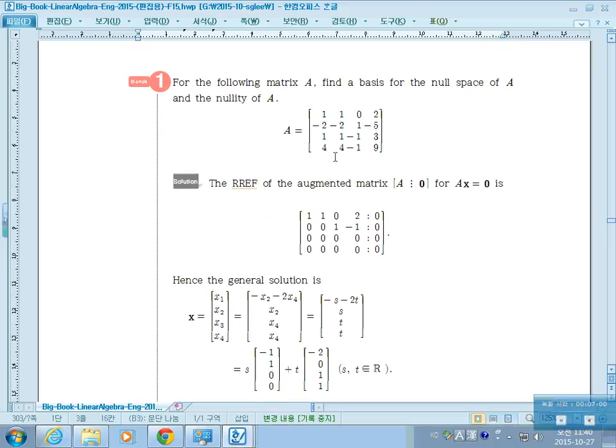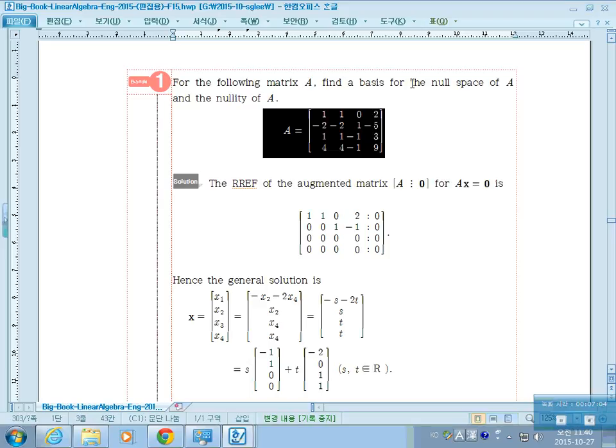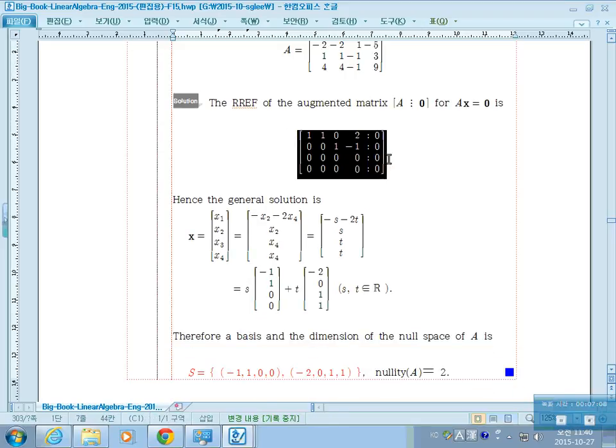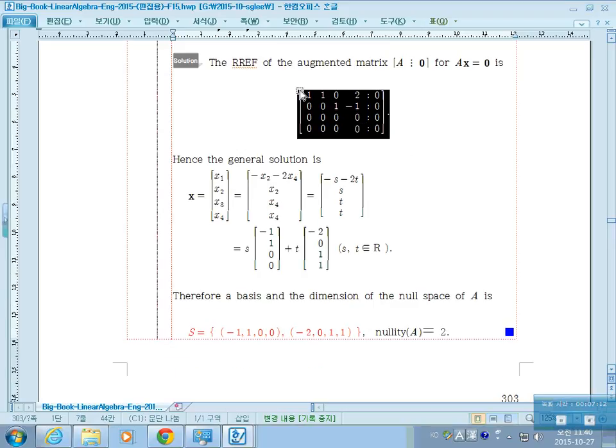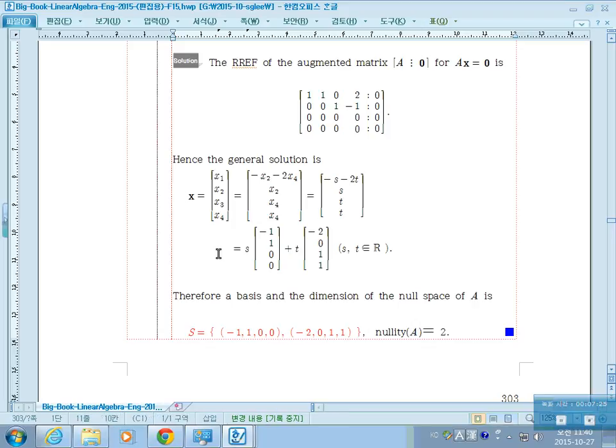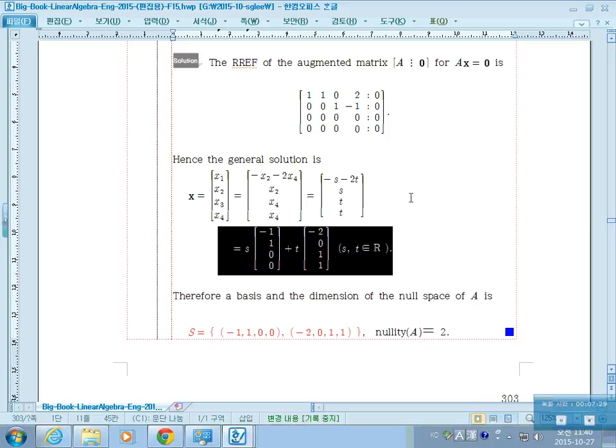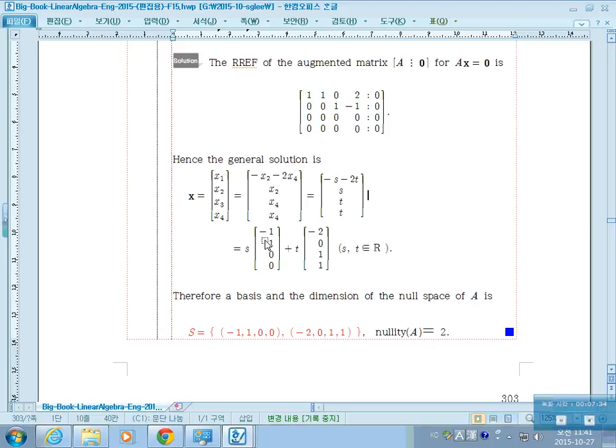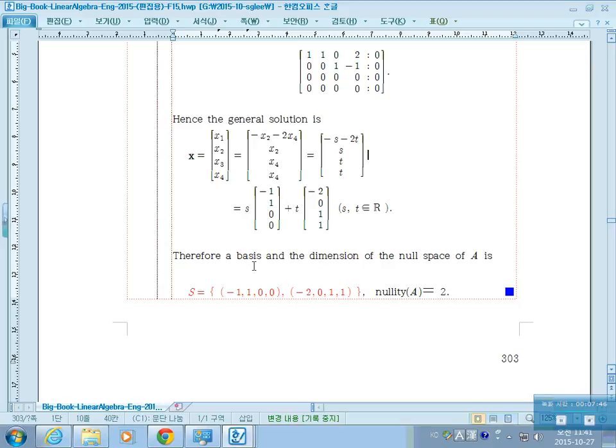Here is an example for nullity. A matrix A is given like this. Find the basis for the null space and the nullity of A. Find the RREF of this augmented matrix, and then you have two free variables. With those two variables, let's say s and t, the general solution can be written as a linear combination of these two vectors. So the linear combinations of these two vectors generate all the solutions, so these two vectors form a basis for the null space. They are linearly independent, so it's a basis. And what is the nullity of this matrix A? The dimension of the null space.